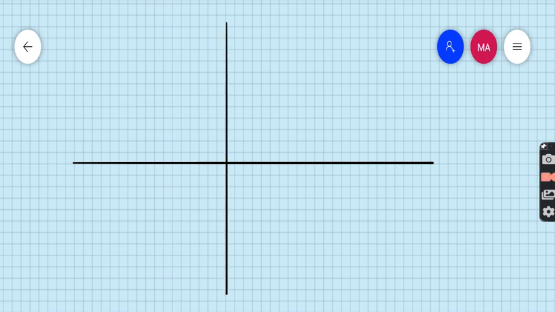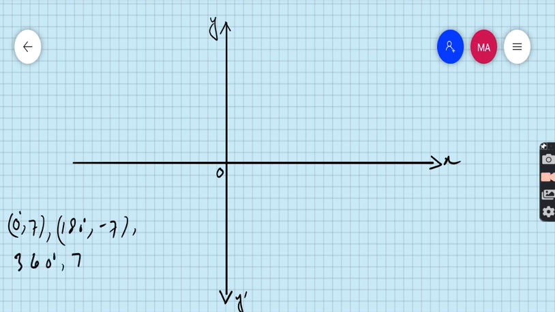This is our x-axis, this is our y-axis, this is the negative y-axis, and this is 0. Our maximum and minimum points are, I am writing again, (0 degrees, 7), (180 degrees, -7), and (360 degrees, +7). Now we have to plot.